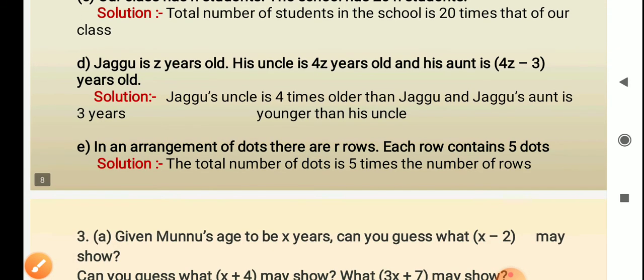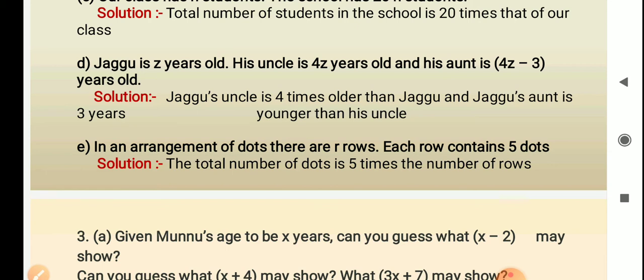Next expression: Jaggu is Z years old, his uncle is 4Z years old and his aunt is 4Z minus 3 years old. So see here, Jaggu's age is Z years old. So his uncle, 4Z, means Jaggu's uncle is 4 times older than Jaggu. And Jaggu's aunt is 4Z minus 3.